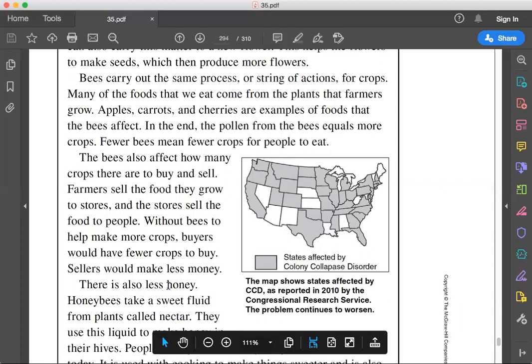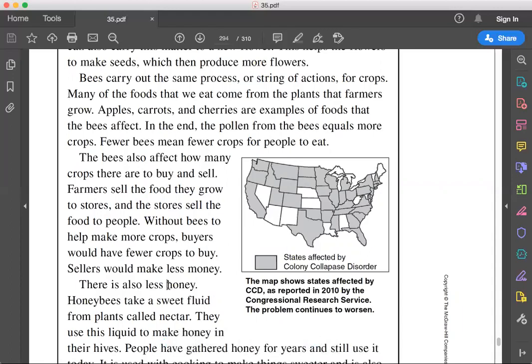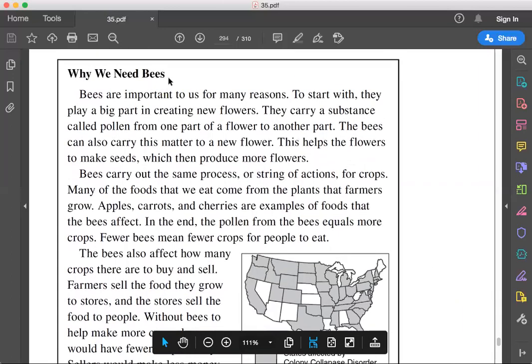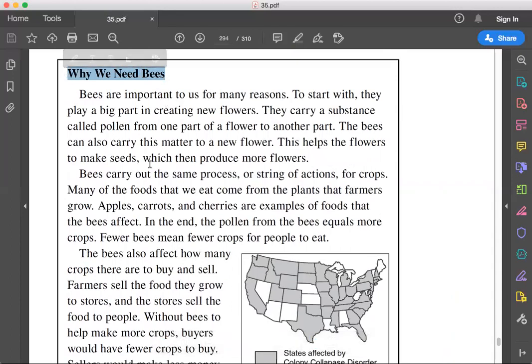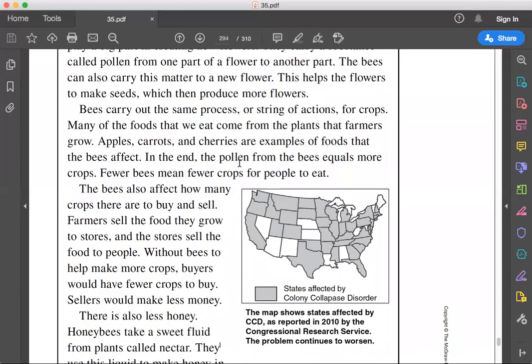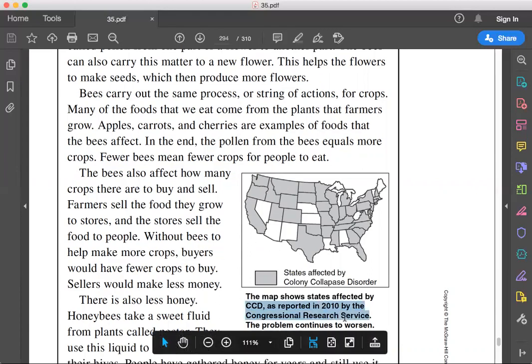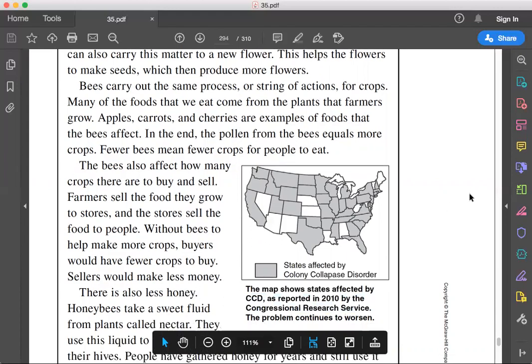This text is also expository. It had a heading. This heading tells me what this part of the text is about. I also see that it has a map. This map looks very familiar to me, but I don't know if it would to you. It depends. If I don't know what this map is, I can read the caption. This is the caption. The caption tells me more information.